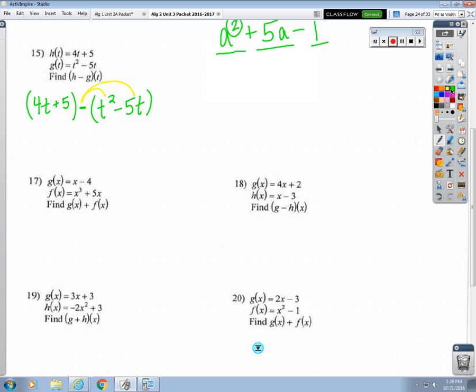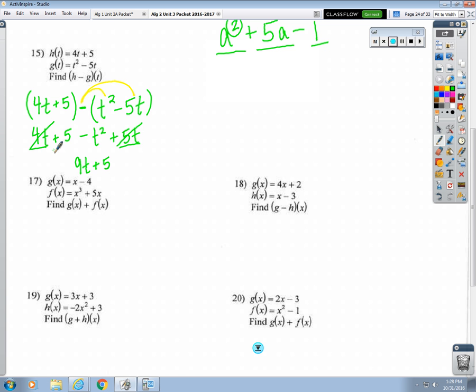Now, that does not affect the first binomial. It stays 4t plus 5. But then this t squared becomes minus t squared, and this negative 5t becomes positive 5t. Now when I start combining like terms, what can I combine with the 4t? And that makes how many? 9t. Is there anything I can combine with this constant of 5? No, so I just bring it down.